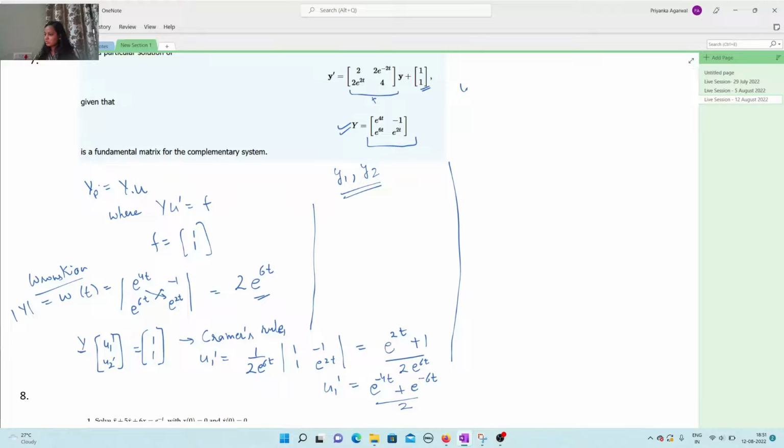Okay, so again we will approach this problem in a similar way, where we will first find the homogeneous solution and then we will find the particular solution.